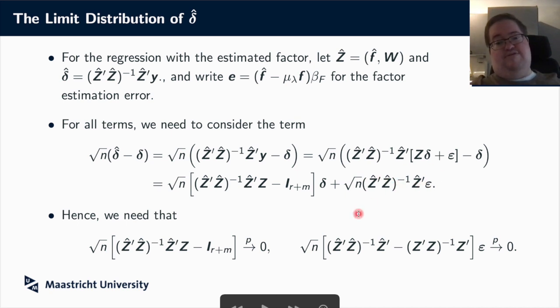So what we need is actually two things. We need that this first term drops out. So that means that square root n times this difference should go to 0. And I need that this second part converges to the version without the hats, with the true z's. So I need that this difference also converges to 0.